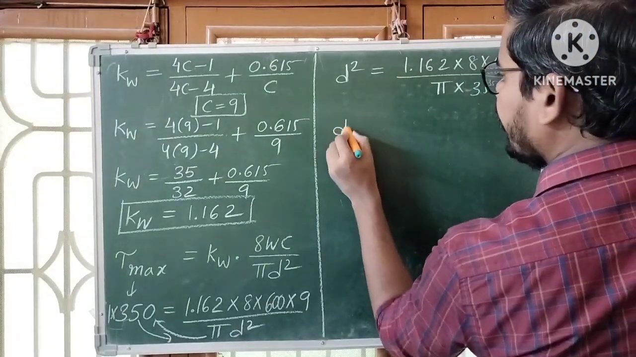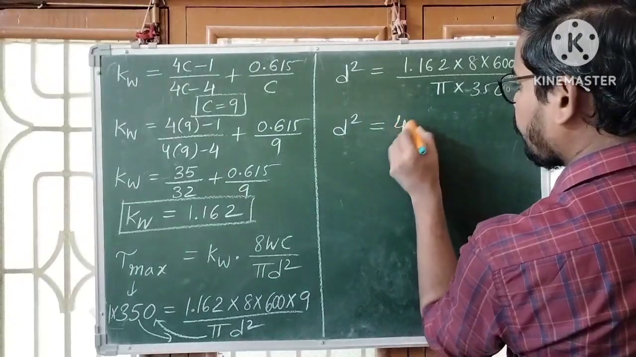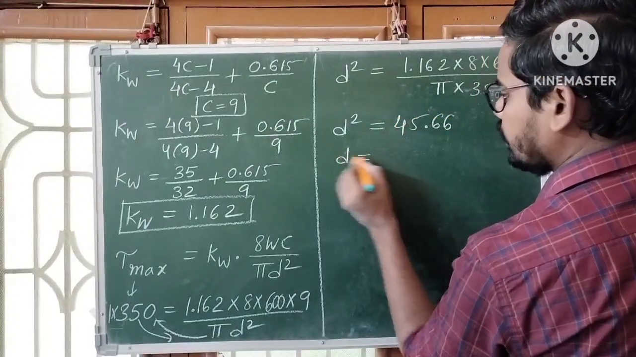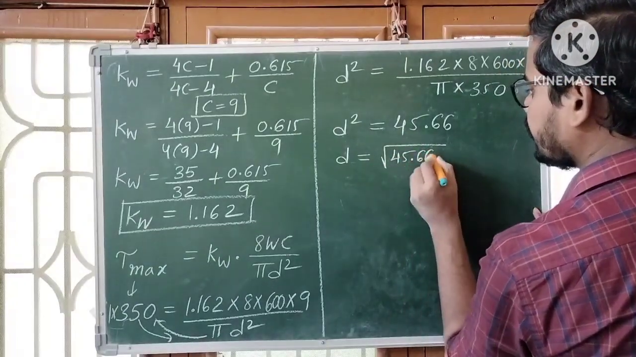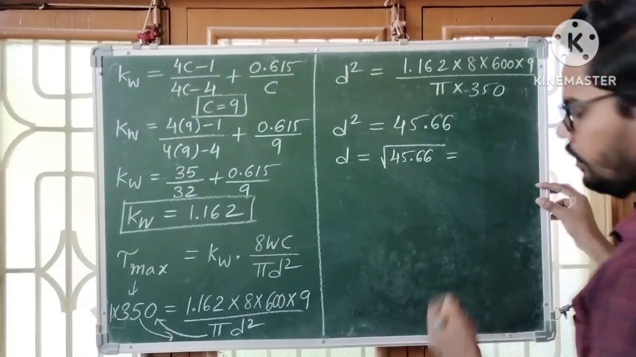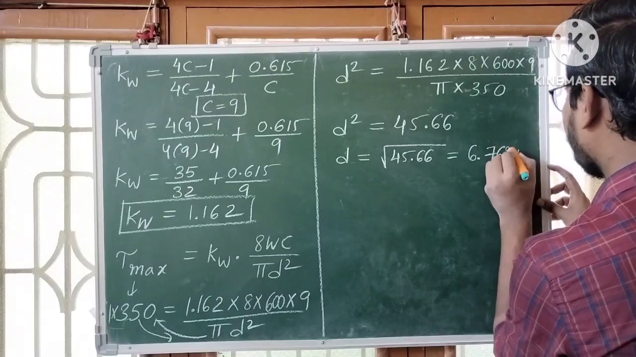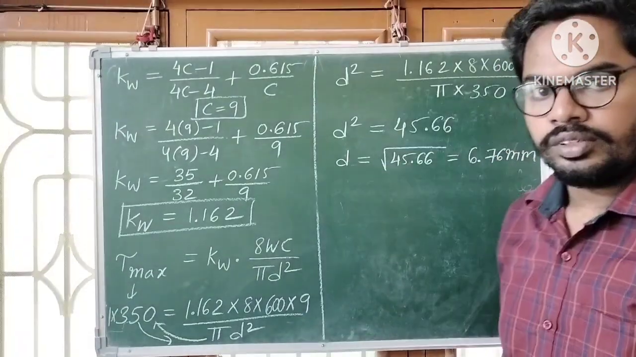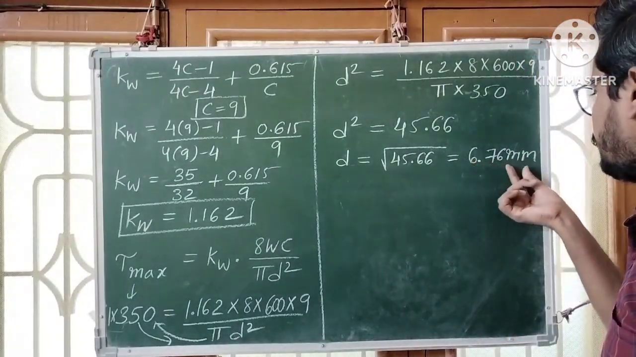So if you calculate, here I got d square is equal to approximately 45.66. Now apply square root on both sides. d is equal to square root of 45.66. Actually you will get an approximate value of 6.76 mm. So wire diameter d is equal to 6.76 mm.